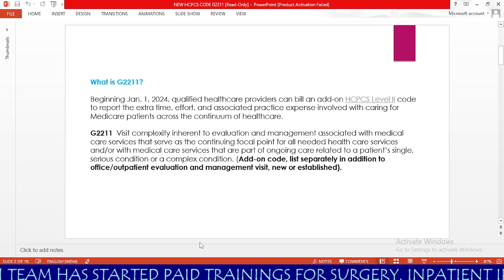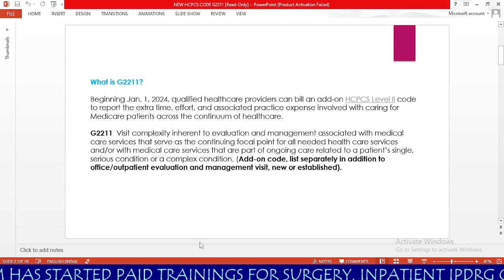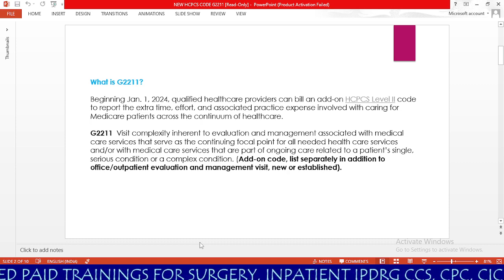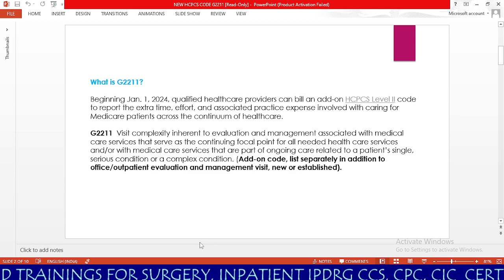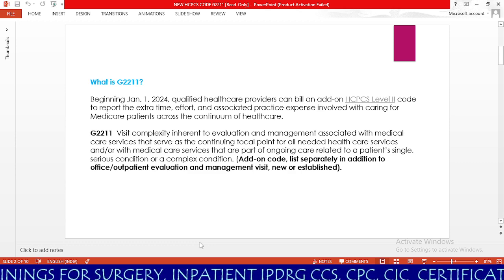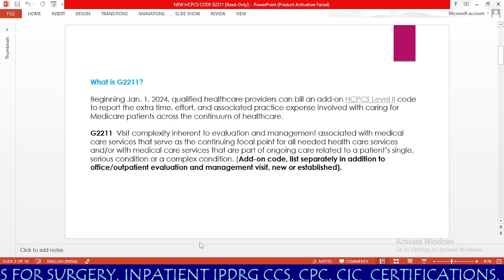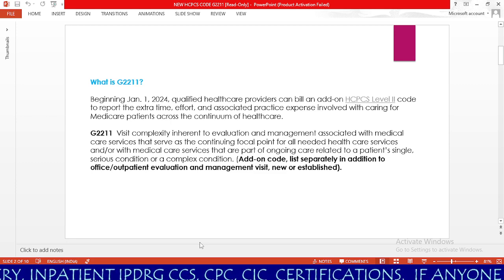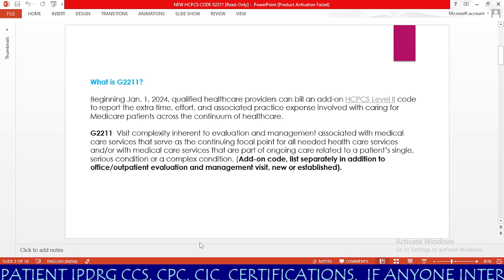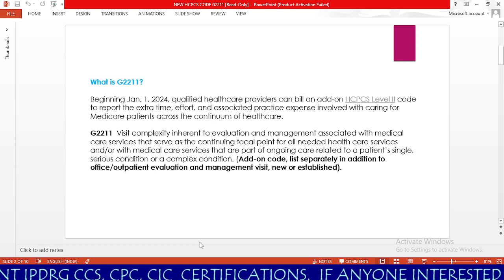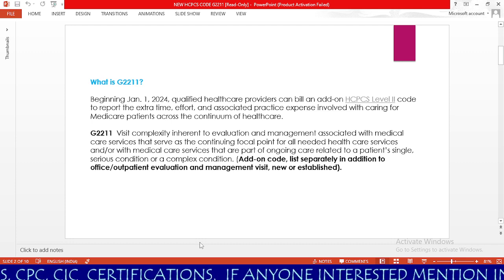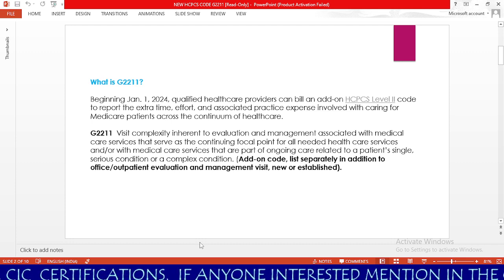Beginning January 1st, 2024, a QHP can bill an add-on code, HCPCS Level 2 code, to report the extra time, effort, and associated practice expense involved with caring for Medicare patients across the continuum of healthcare. So basically, we will use this add-on code G2211 with Medicare patients if the physician performs extra time, effort, and associated practice expense.